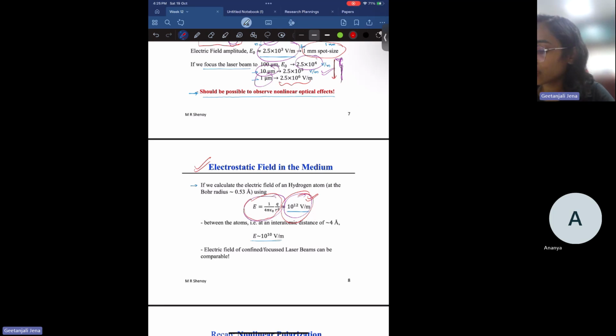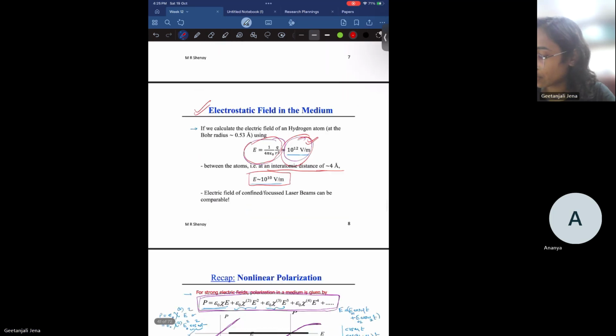And if you put the interatomic spacing as 4 angstrom, then the electric field is on the order of 10 to the 10 volt per meter. So this electric field is comparable to the electric field of a focused laser beam. That means nonlinear effect can happen when you use a laser beam.